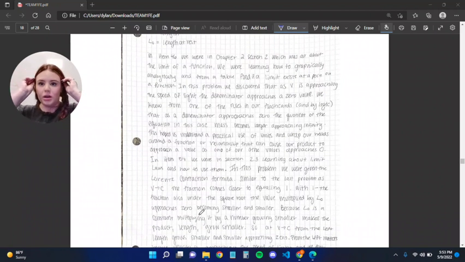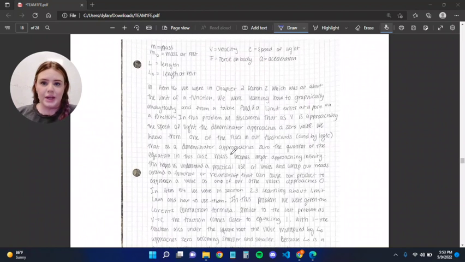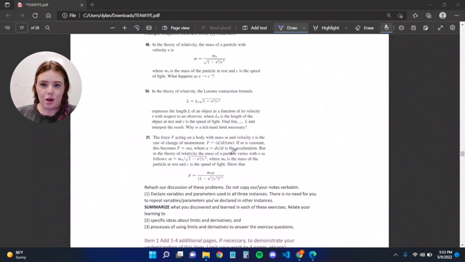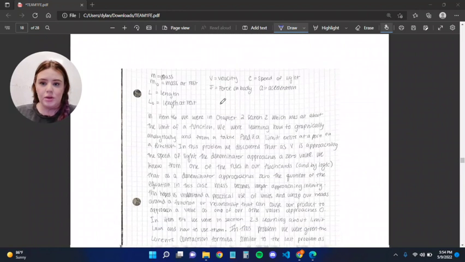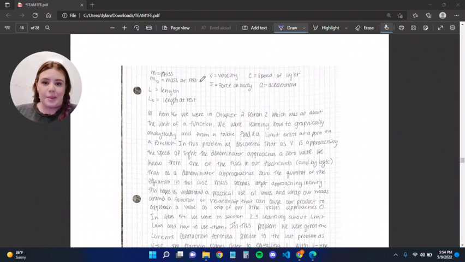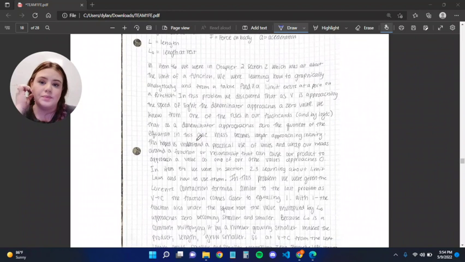Okay, so this is item 1 from part 2 of our validation. First we had to declare variables from the problems. So let me just show you the problem. In 46 here, we had to declare that m was the mass, m naught was the mass of the particle at rest, v is velocity and c is the speed of light. So those are declared up there, except we had to add in some other ones from the other problems, but that's all that matters for 46.